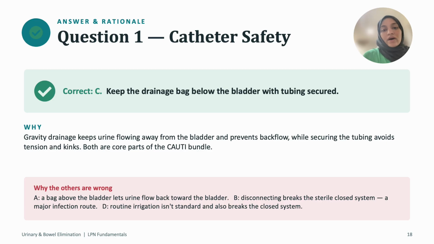All right, so our answer is C. Keep the drainage bag below the bladder with tubing secured. Bag below the bladder, tubing secured. We need a closed system. A reverses gravity, right? Because the bag above the bladder will let the urine flow back towards the bladder. B and D both break the closed system, which is exactly how bacteria gets in. Notice the strategy, right? When in doubt, the answer that keeps the system closed and undisturbed is usually right.